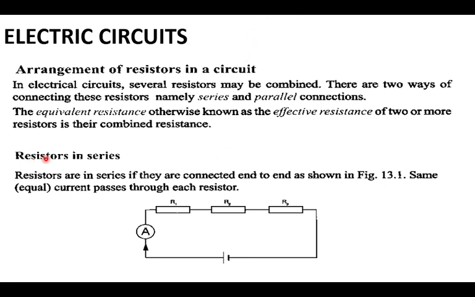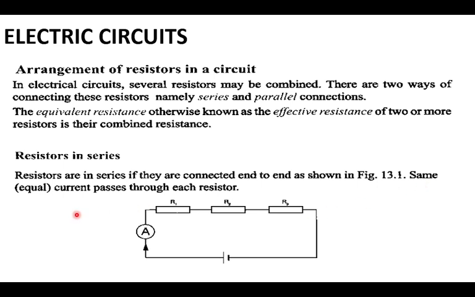All right, so let's look at resistors in series. Resistors are said to be in series if and only if they are connected end to end, as shown here. You see, this is resistor 1, 2, 3, so they are connected in the same path. We say that they are connected end to end. In other words, they are in a series arrangement, all right? So resistors are in series if they are in the same line, like they are here now.